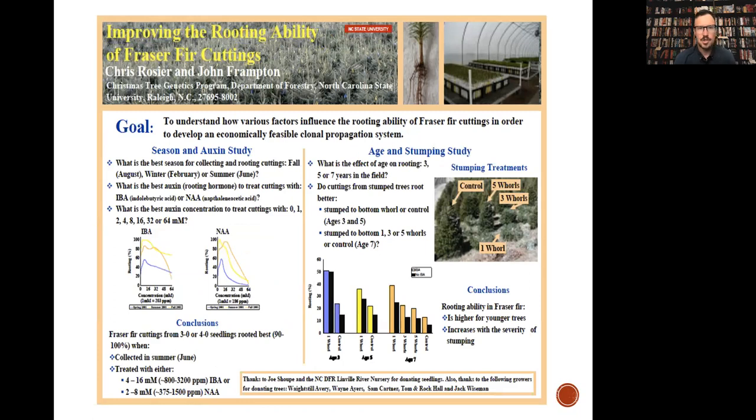Right away, we have a much stronger title, Improving the Rooting Ability of Fraser Fir Cuttings. We have our goal more clearly outlined at the top. And we've also used some of those design considerations that we talked about today to make this more visually appealing and easier to navigate as a viewer or reader. You can see those darker colored fonts on light backgrounds, and the graphs are placed on a white background, which makes them pop a little bit more and makes them much easier to navigate, I would say.